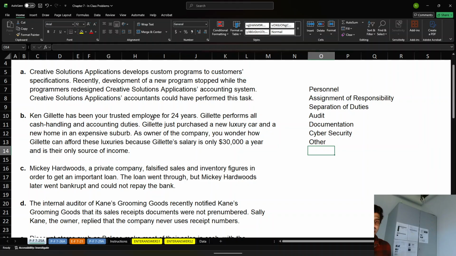Okay, so the first one, Creative Solutions Applications develops custom programs for customers' specifications. Recently, development of a new program stopped while the programmers redesigned an accounting system. The accountants of the company could have performed this task. So what is the violation here? What is the internal control? Not necessarily for fraud, but for something else. What do you think? What is this company not doing well?